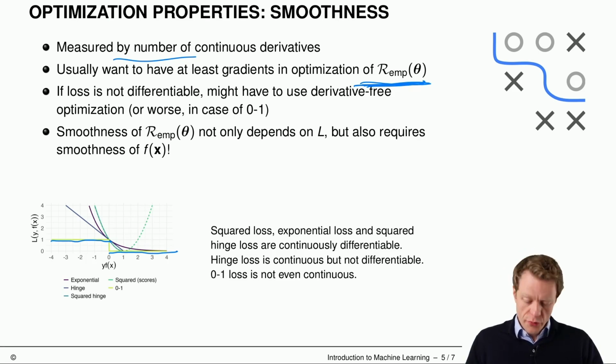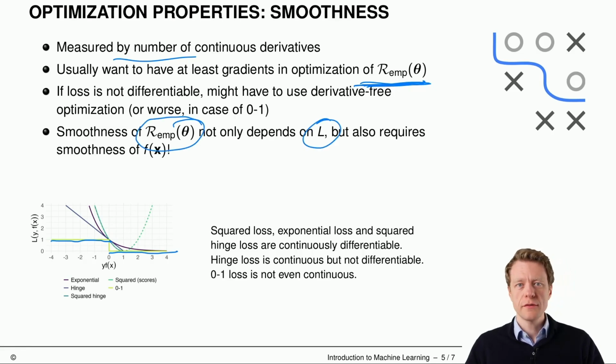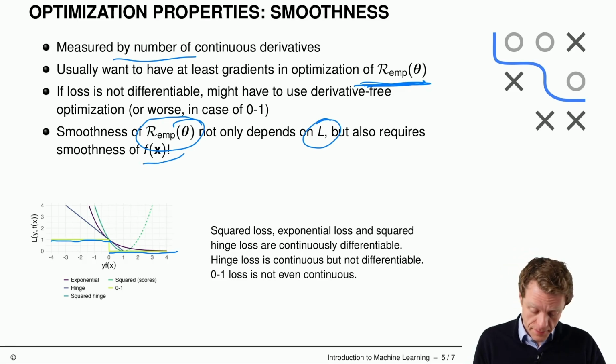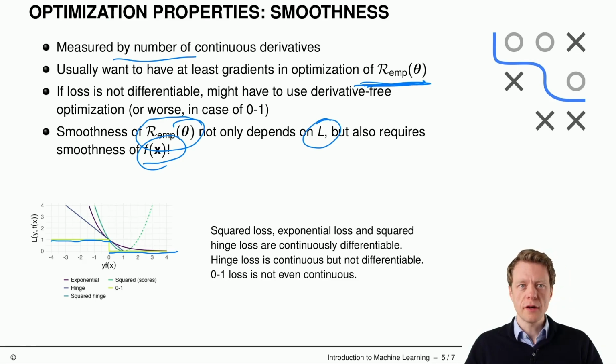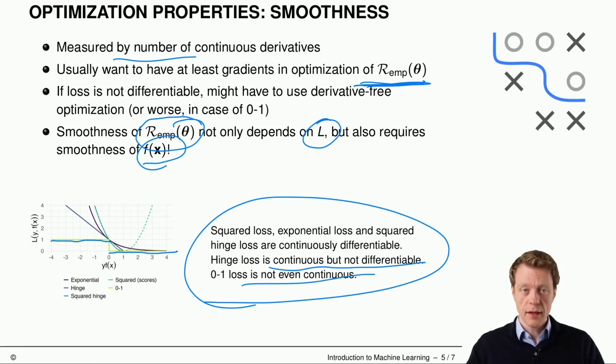Please note that the smoothness of the risk is of course influenced by the smoothness of the loss function, but inside the loss function we have to plug in the model, right? f of x. So the smoothness of the risk function not only depends on L, but also on the model. Yeah, and here is just a summary. On the left-hand side we have some losses that are continuously differentiable. There is one, the hinge loss, which is continuous but not differentiable. And as already said, the 0, 1 loss is not even continuous, so worst case scenario here.